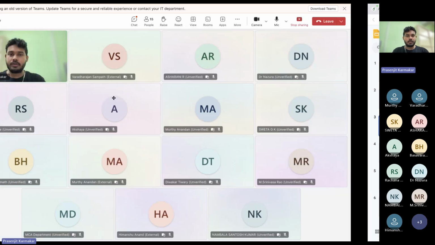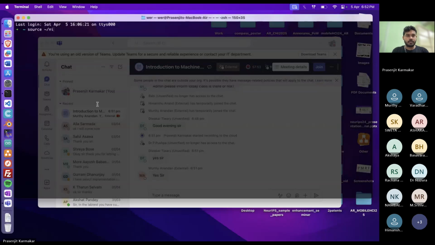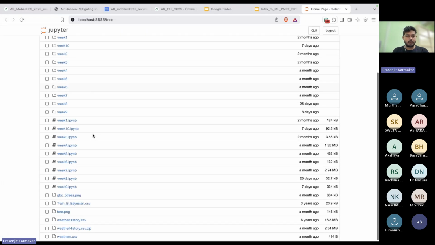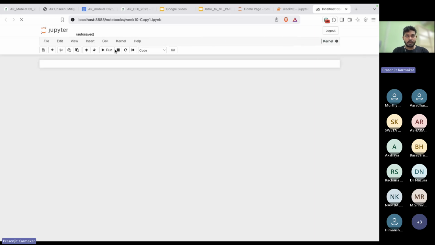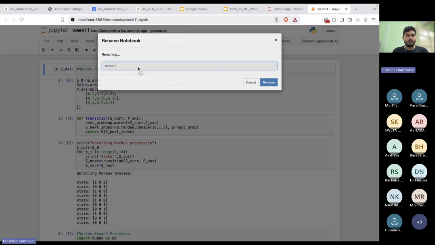Let me open up the code window. Okay, we have the code window. Okay, copy, name it week 11, right?